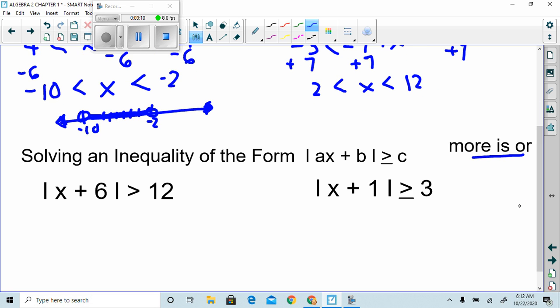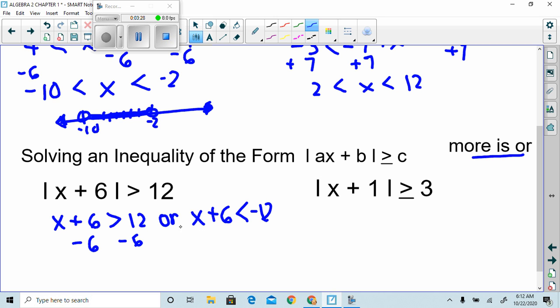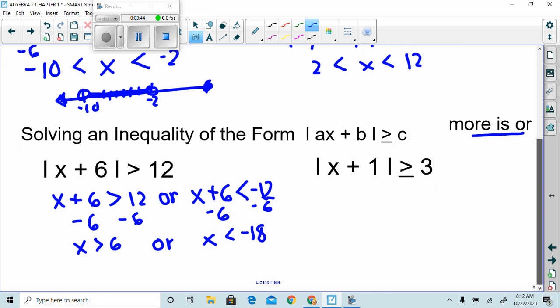So let's remember that as we set up these next problems. x plus 6 is greater than 12, or x plus 6, reverse the symbol, change the sign. We'll now solve twice. We get x is greater than 6, or x is greater than negative 18. This would then be graphed on a number line going in opposite directions.